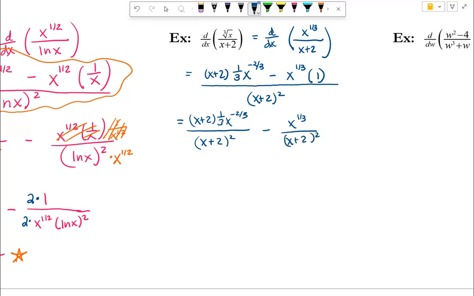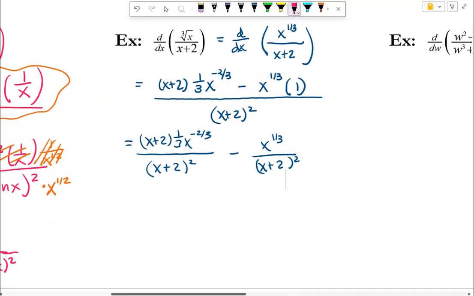All right, now that we have separate fractions, I can take my 1/3 from the top, keep my numerator 1 on top and my denominator 3 on bottom. Also, I have x to the negative 2/3 power. I could move that to the bottom of my fraction, make that x to the positive 2/3 power. And it might be tempting right now to cancel out a factor of x plus 2, but don't do it because we're going to want common denominators and we're just going to have to multiply by x plus 2 again.